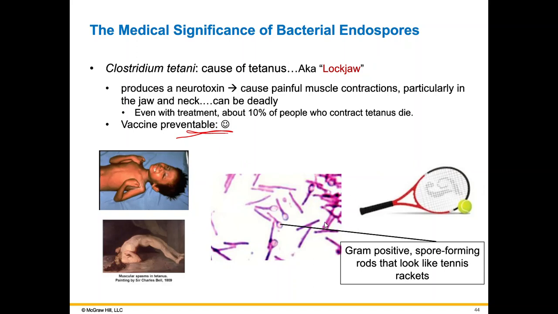All right, how do these look under the microscope? Pretty neat, because they look different. They're gram-positive rods, but because they are capable of forming spores, sometimes you'll see them look like tennis rackets under the microscope.